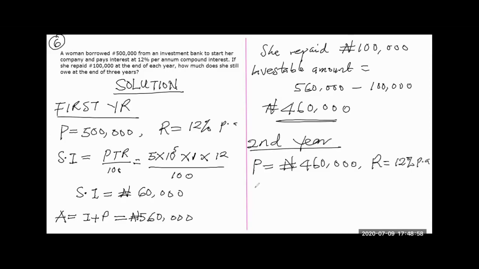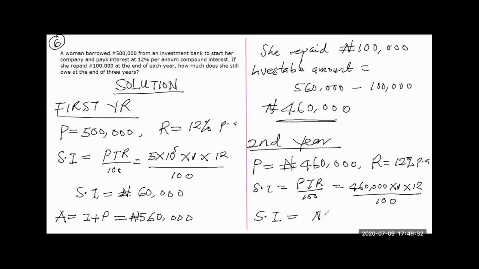So we say simple interest again is equal to PTR divided by 100, and that will give us 460,000, multiplied by the time, which is 1 for the second year, because there is only one year. So don't go and use 2. And the rate is 12 divided by 100. With our calculating device, if you do this, what do we have?